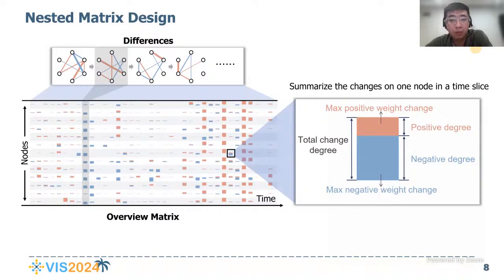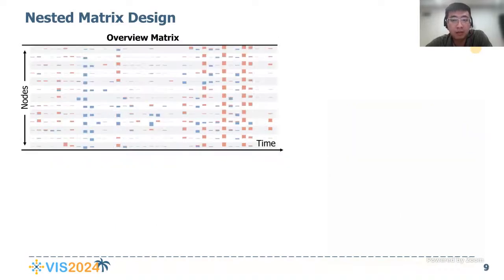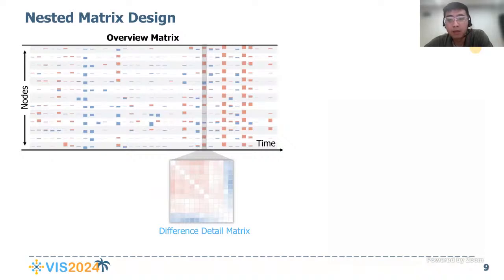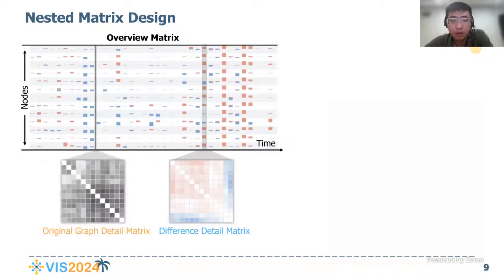And after that, if you want to check the detailed changes of each time slice, you can double click on a column to unfold a difference detail matrix to see the difference map here. And you can also click to check the original graph detail matrix. This is what we call the nested matrix design. And if you want to understand the period changing pattern, you can check the original graph at the start and the end of this period and see the differences occurring in the middle. And it can help you quickly analyze a long period.